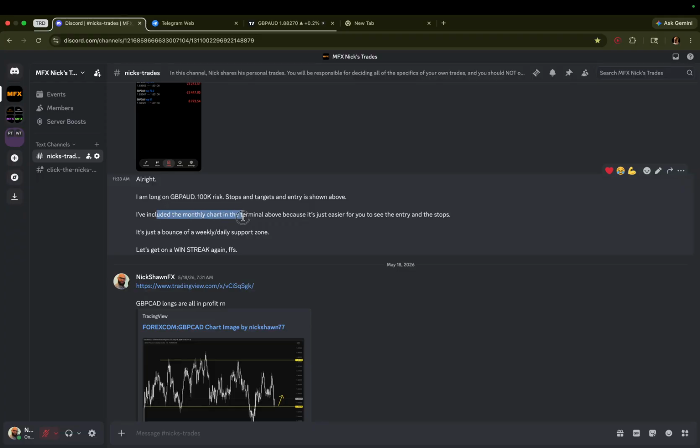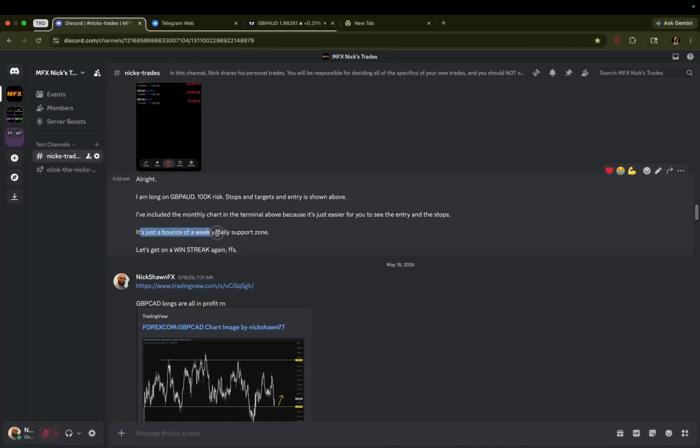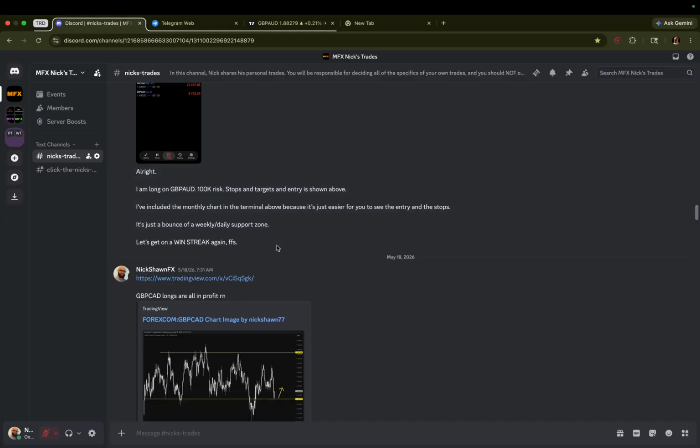And then I've included the monthly chart in the terminal just because it's easier for you to view it. But remember, my trading analysis is done mainly on the daily, and I use the weekly as well for context. And then I use the 1 hour just for price action when price gets to a zone. So this is just a bounce off a weekly daily support zone.